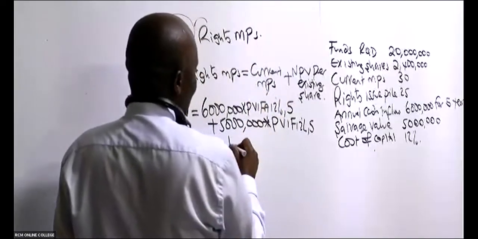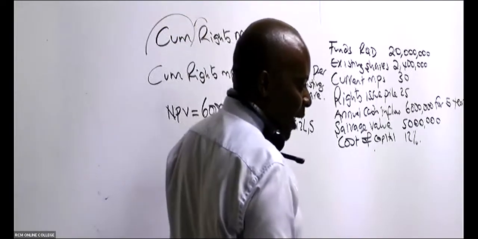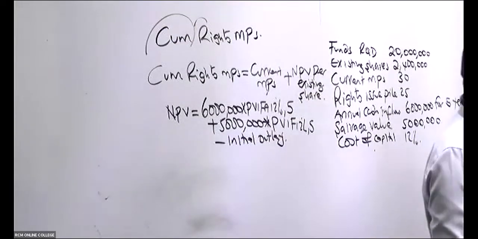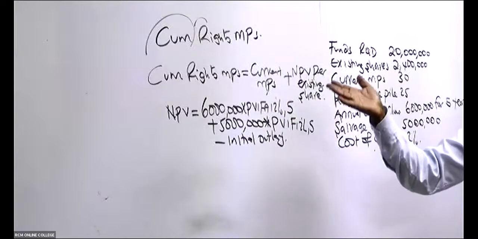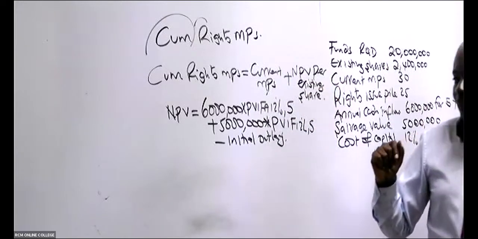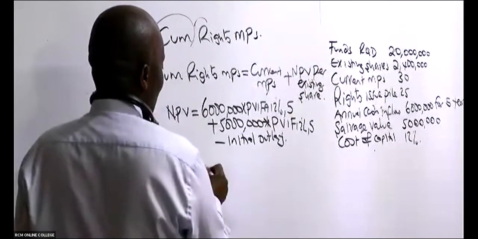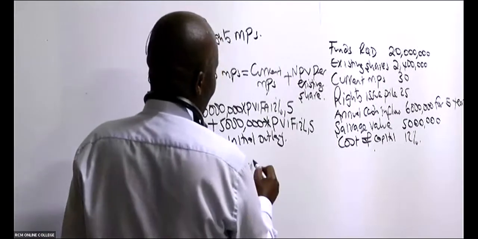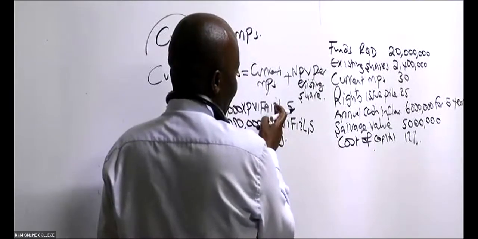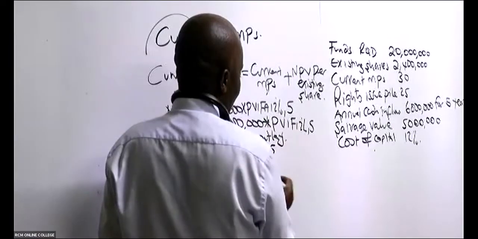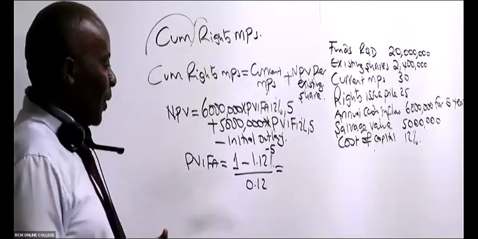Are you able to see the initial outlay? How much will we need for this project? How much do you want to raise? 20 million, isn't it? That is the initial outlay, because you are raising 20 million to finance this project with this cash flow. So then are you able to give me the PV-FAR in this case? Let me try you out. Anybody able to give me this PV-FAR: 1 minus 1.12 raised to -5, everything divided by 0.12, which will end up giving us what figure? Remember the formula of PV-FAR?